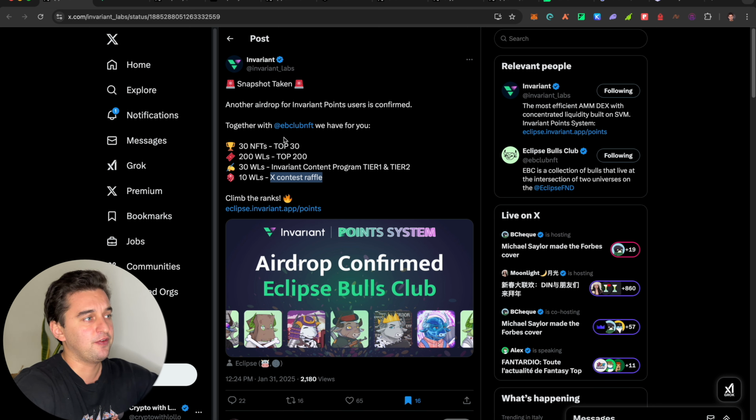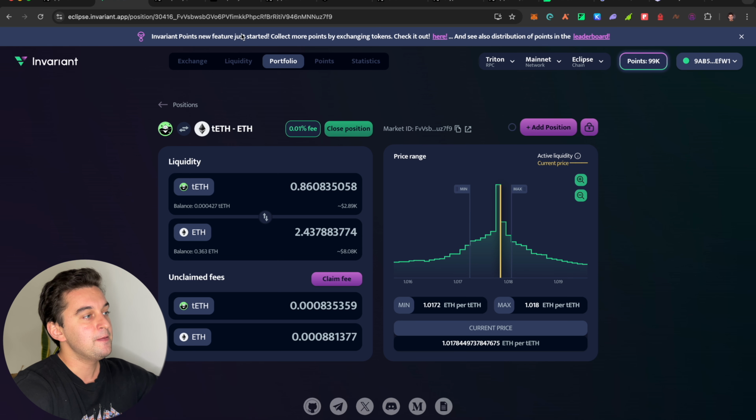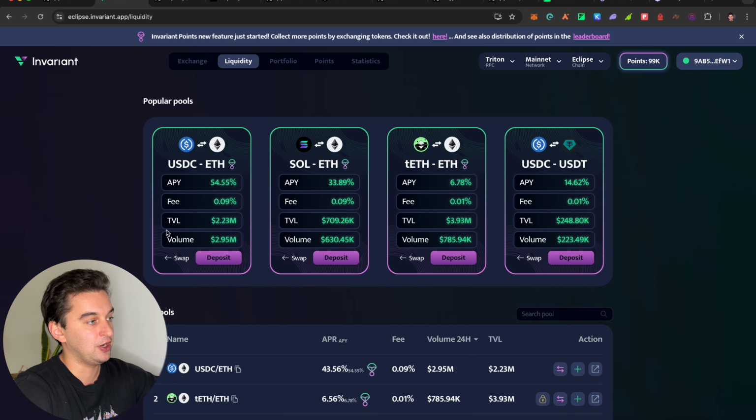And Invariant is very active. They have won the hackathon as well from Eclipse, so they are rewarded and branded out there on the Eclipse ecosystem. They know about it. It is trusted. To go and farm the liquidity, as you see over here, you go to the liquidity. There you have different possibilities.